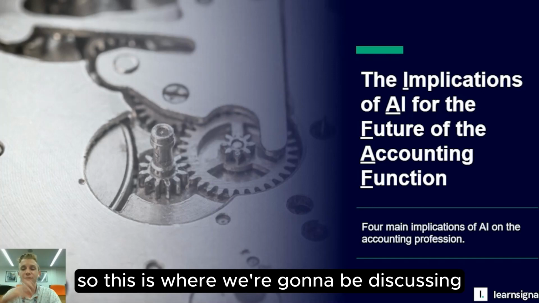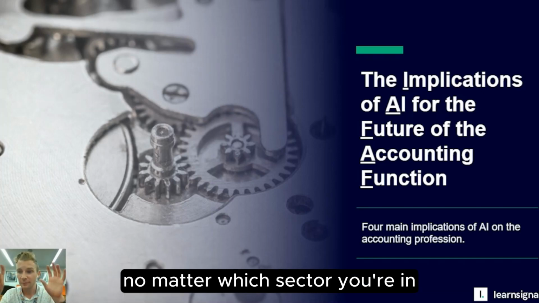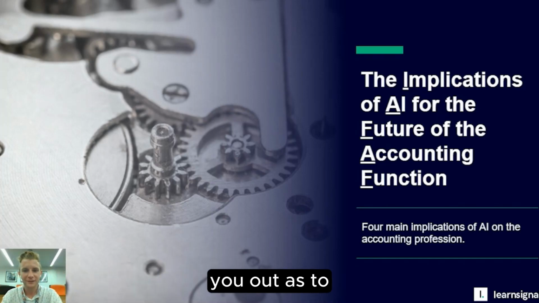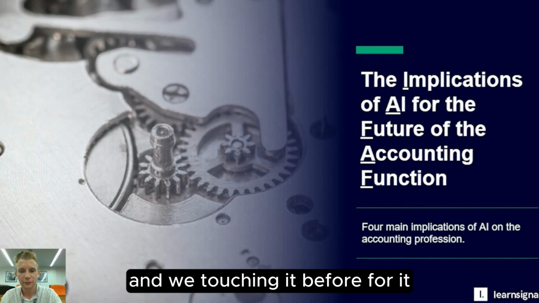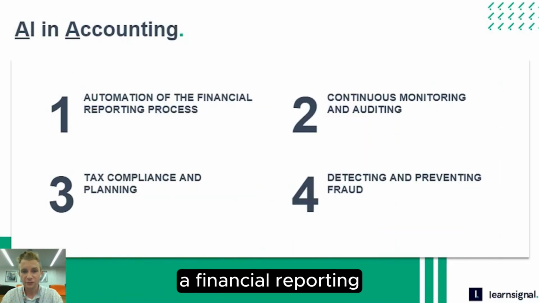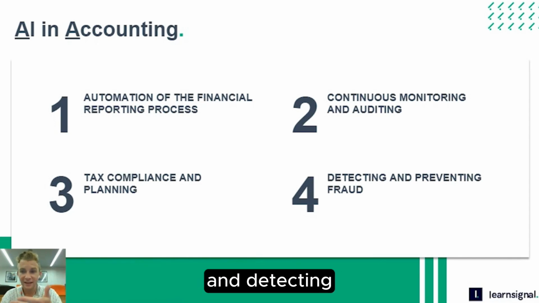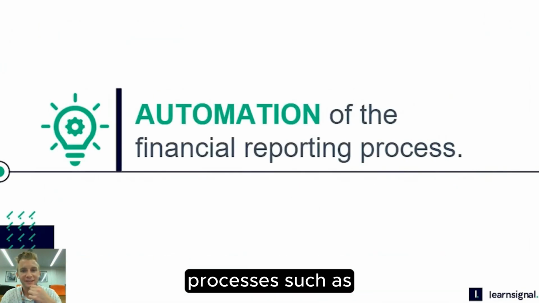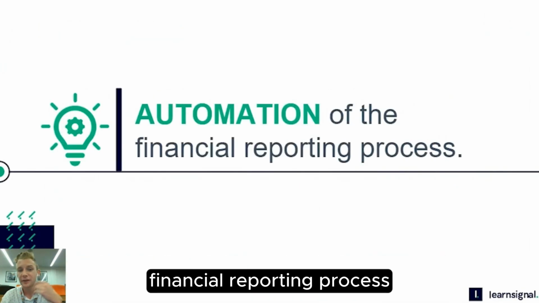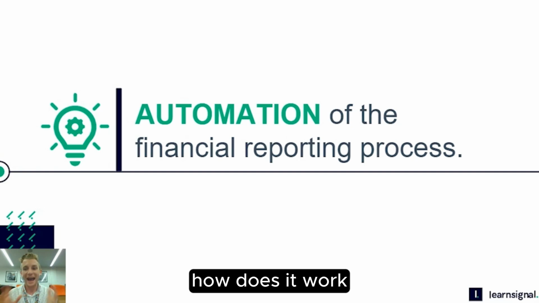So this is where we're going to be discussing areas that, no matter which sector you're in, will help you out. We touched on it before: we had financial reporting, auditing, tax compliance, and detecting and preventing fraud. So what sort of processes, such as automation of the financial reporting process, how does it work?